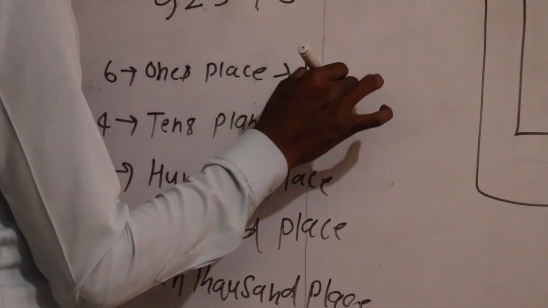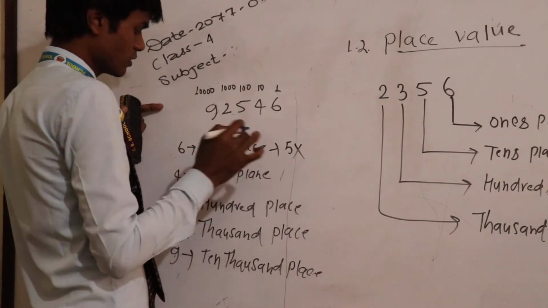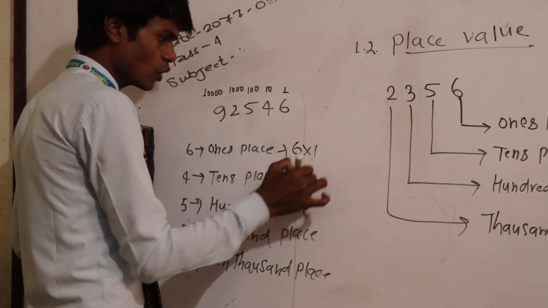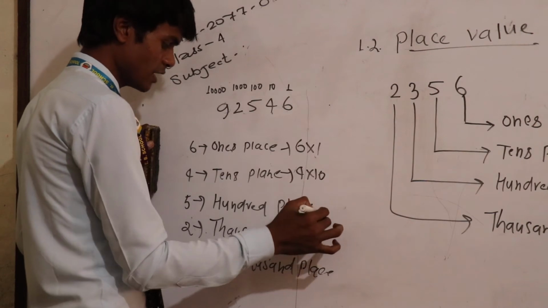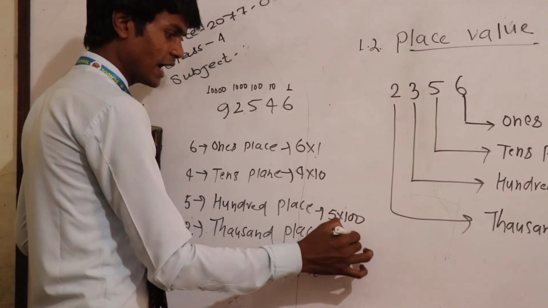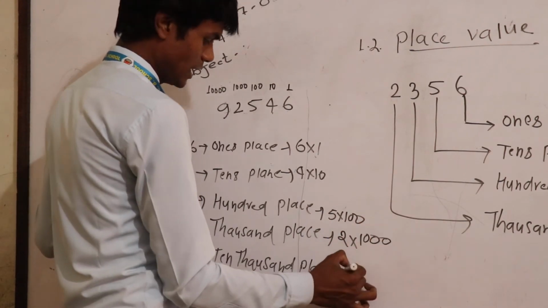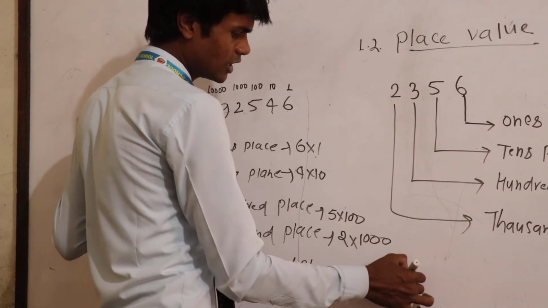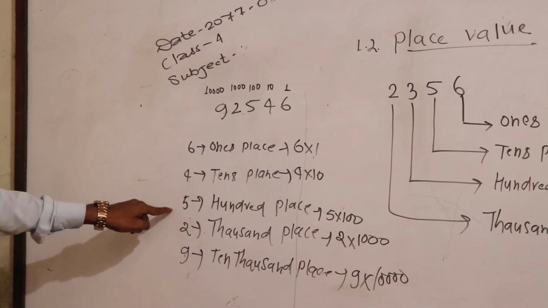6 is multiplied by which place? Ones place, it means 1. The value is 4 multiplied by 10, the same 5 multiplied by 100, as well as 2 multiplied by 1000, and the same 9 multiplied by 10,000. Good. Understand? 6, 4, 5, 2, 9.